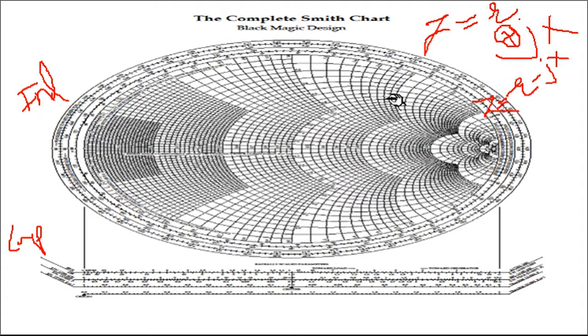If there is a plus sign, you should concentrate on the upper half of the Smith chart, and whenever it is a minus sign, minus jx, you should concentrate on the lower half of the Smith chart. This point make it very, very clear.